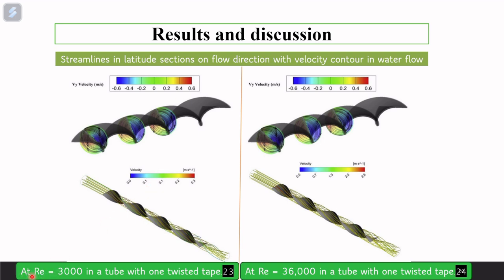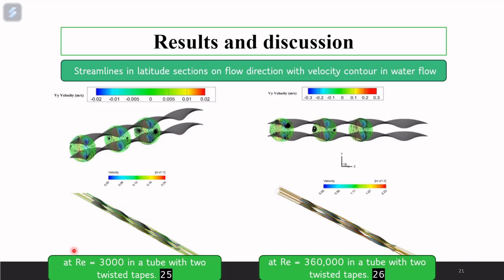And figure numbers 25 and 26 depict the streamline and the velocity contour in the water flow at different Reynolds numbers with a twisted tape. In figure 25, where the Reynolds number is 3000 with two twisted tapes, there is relatively weak secondary flow, low vorticity and swirling intensity, less effective mixing, and less heat transfer enhancement. In figure 26, the Reynolds number is 36,000 with two twisted tapes, showing strong secondary flow leading to better turbulence and heat transfer. The twisted tape induces high-intensity vorticity, improving convective heat transfer, indicating that a higher Reynolds number results in a stronger flow distribution, boosting the thermal performance.